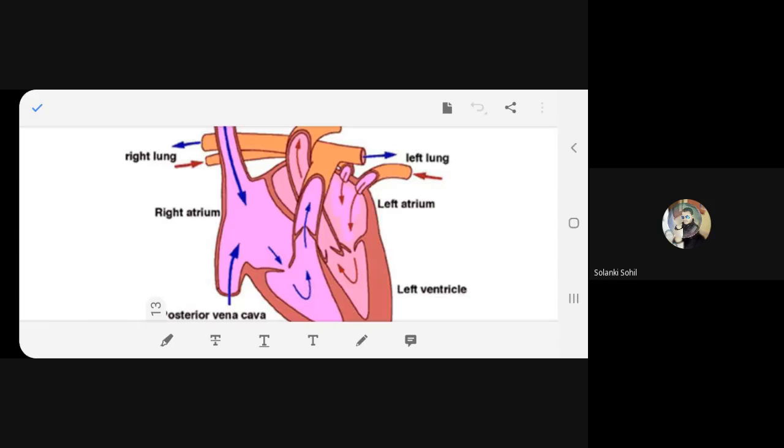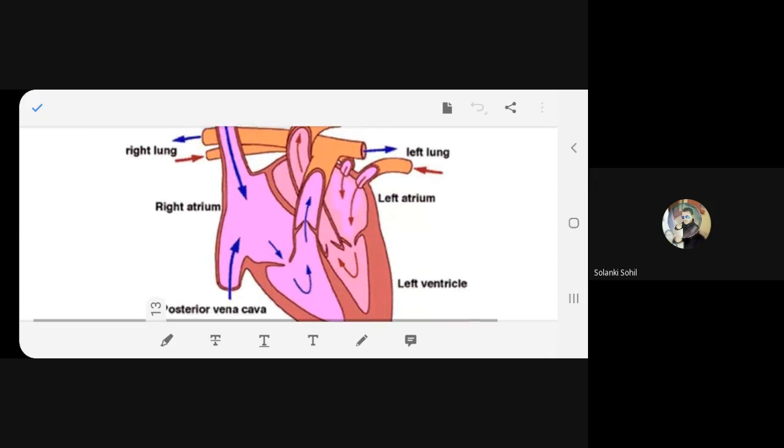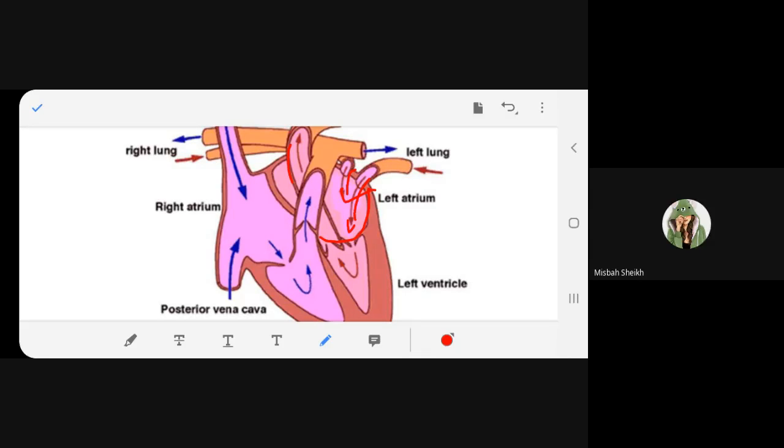Here, this one is the left auricle, right? So you can see red color, oxygen rich blood. You can see the oxygen rich blood, beta? So oxygen rich blood is coming in, it is going down to the left ventricle, then it comes out, then it goes to all parts of the body. From here, you can see the marking, it is going to all parts of the body.